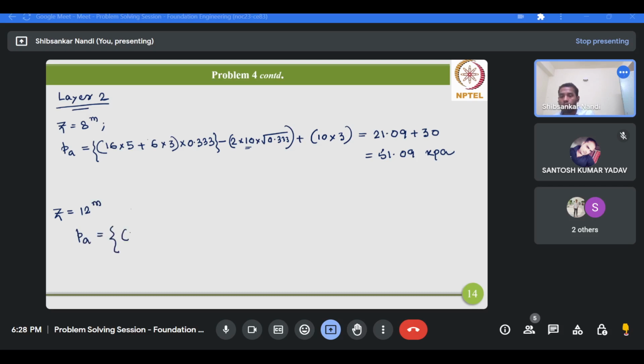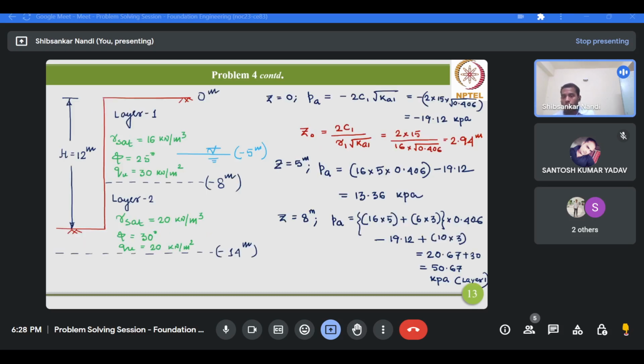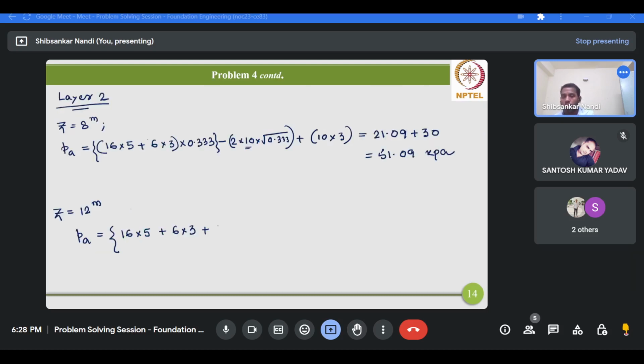So this will be 16. Now please check how many components will be there in the gamma z part. Okay, so 16 multiplied by 5, then 6 multiplied by 3. This is for layer 1. For layer 2, again you have to calculate the saturated unit weight, submerged unit weight, then you have to multiply the respective thickness. Now submerged unit weight, what will be the value of submerged unit weight? It will be 10 multiplied by 4.